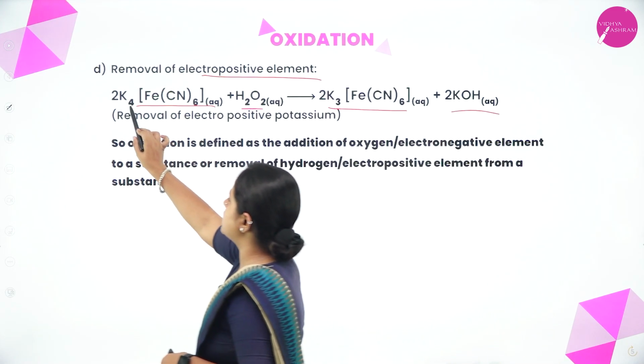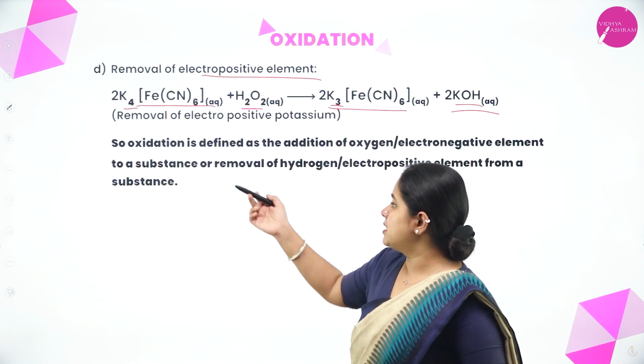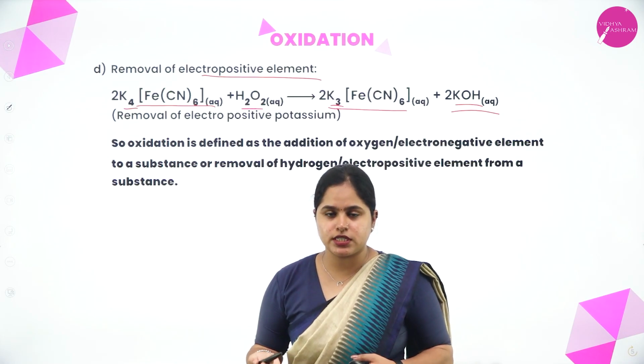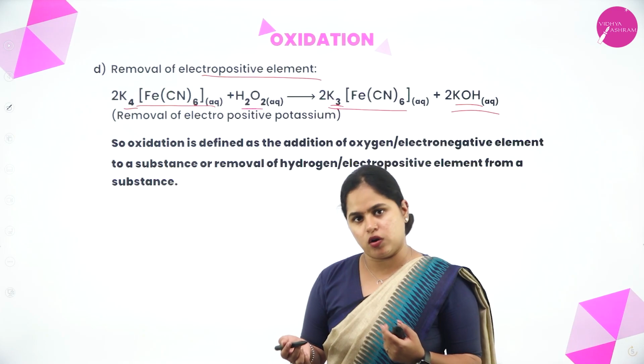In this complex you can see it is K4 and here it is K3. So what happened? As you can see here, the potassium, which is the electropositive element, is being removed. So in that way also we can define oxidation.